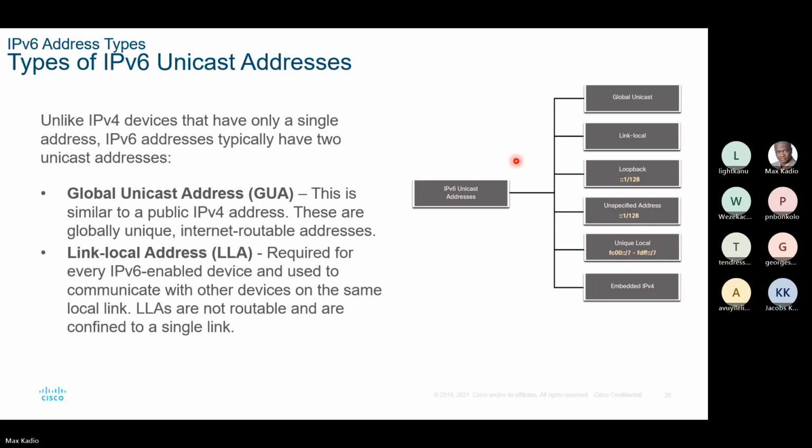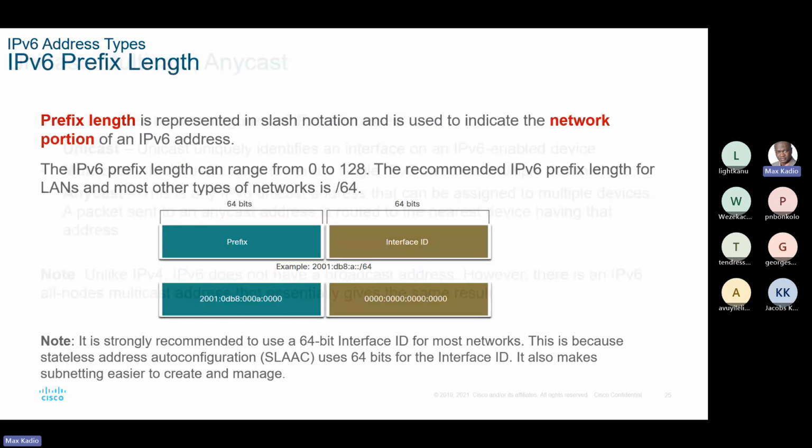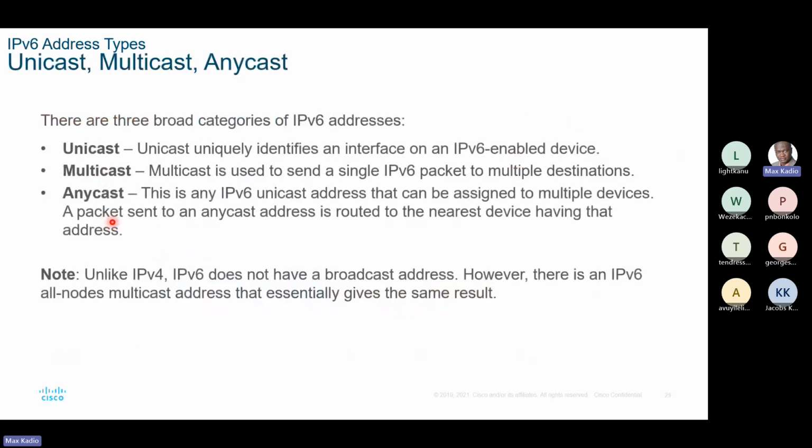Okay, so we said we have 3 families. The most used is unicast. In unicast, we have 6 types, but we use only 2, global unicast and link local. Simple, done.